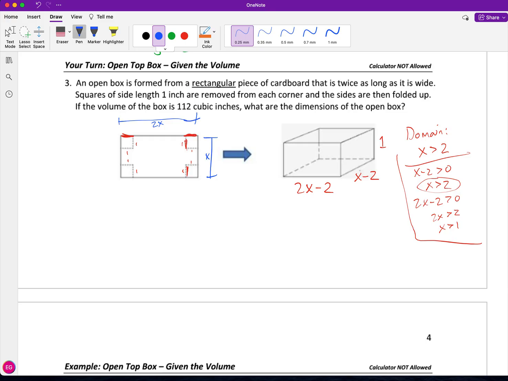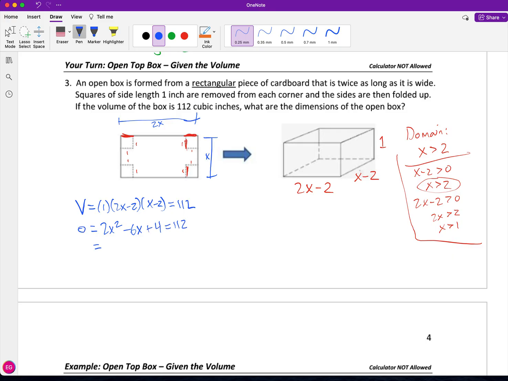So if we keep reading, it says, hey, the volume of this box is exactly 112 cubic inches, and we want to find the dimensions of this box. So let's start off. Volume equals, we know that of a 3-dimensional prism like this, it's just length times width times height. And so I'm going to do 1 times 2x minus 2 times x minus 2. And I know that that's going to equal 112 because this is a volume. So let's FOIL things out. I'm going to get 2x squared minus 6x plus 4 equals the 112.